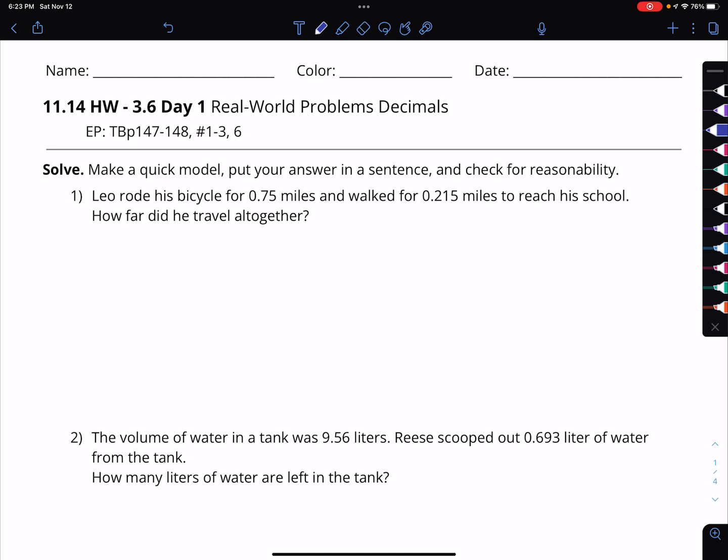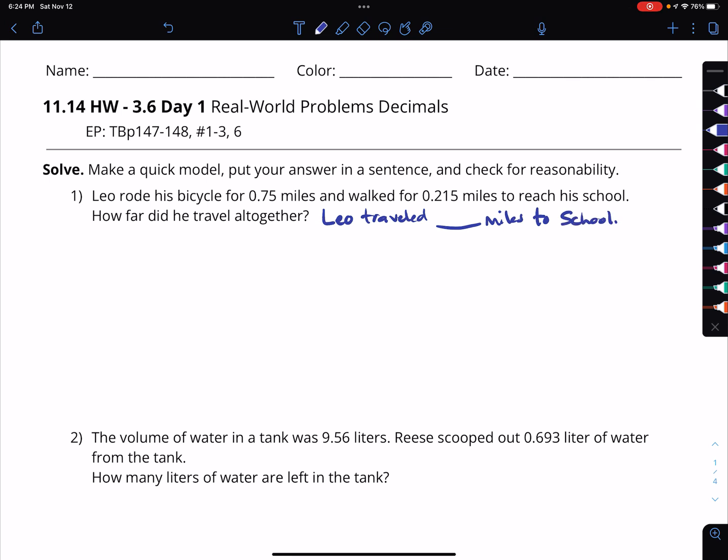So Leo rode his bicycle for 75 hundredths of a mile and then walked 215 thousandths of a mile to reach his school. He must have a really precise device to tell him those distances. How far did he travel altogether? So I'm going to start out with my sentence so I don't forget about this. Leo traveled blank, and I'm going to put my miles there so I know I have my unit already. Leo traveled blank miles to school.